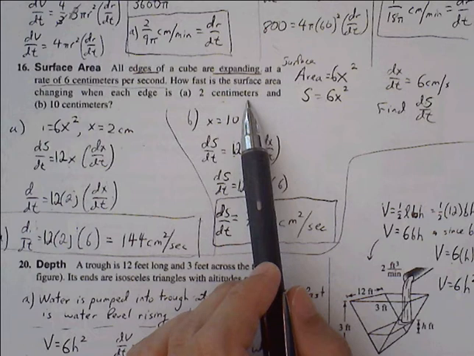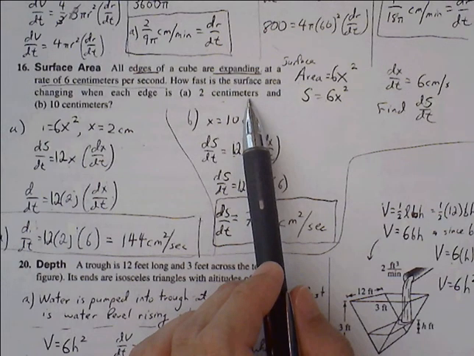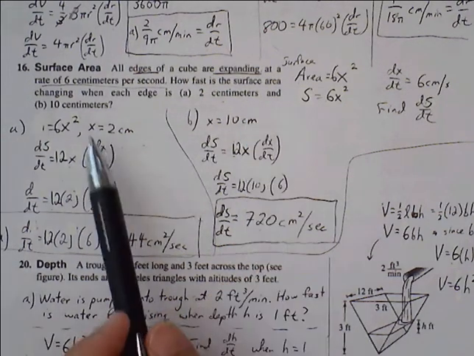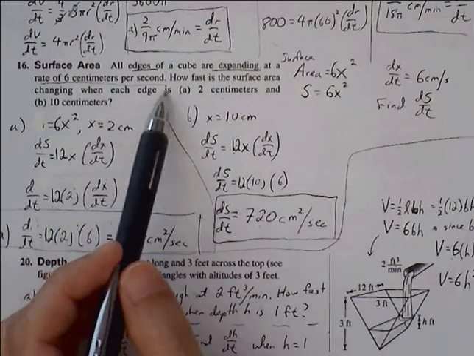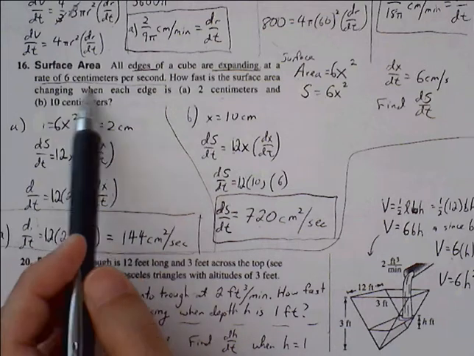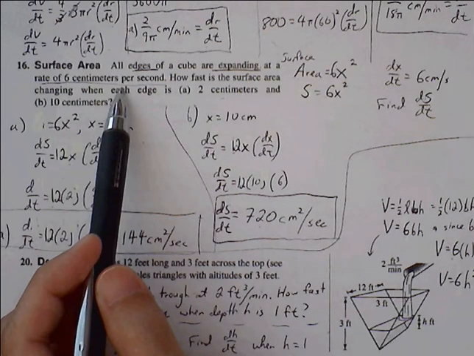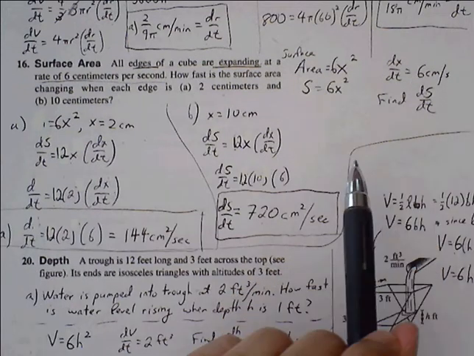When the edge, or the length of each side, is 2 centimeters, so x equals 2 centimeters. And we're told that the edges are expanding at a rate of 6 centimeters per second. So we know dx/dt is going to be positive 6 centimeters per second.